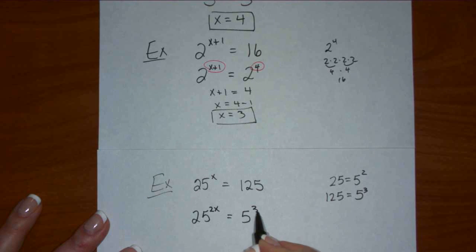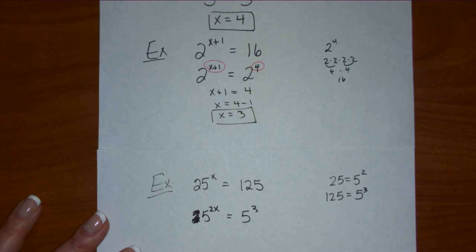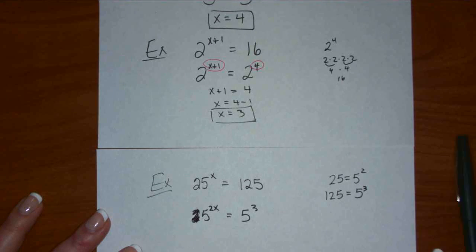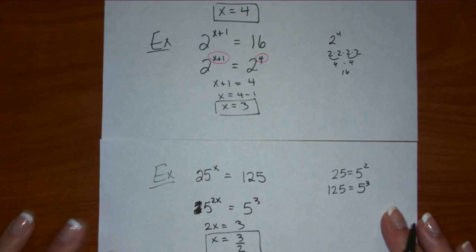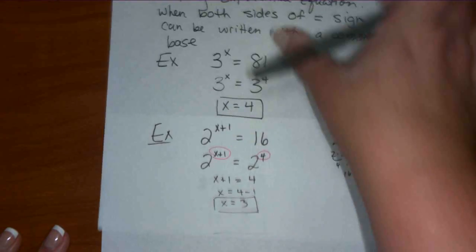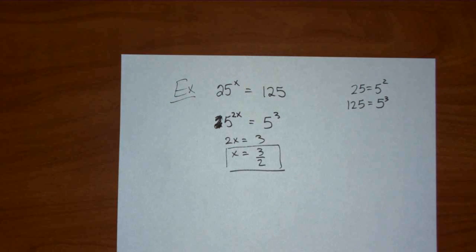Whoops. Sorry. That's better. 25 is 5 squared, and there's an x up there. And 125 is 5 cubed. Then compare the exponents. So 2x equals 3, so x is 3 over 2. Okay? Easy enough? Ready for a hard one? That's the basics though. That's what you want to do. You make them both the same and then you compare the exponents.